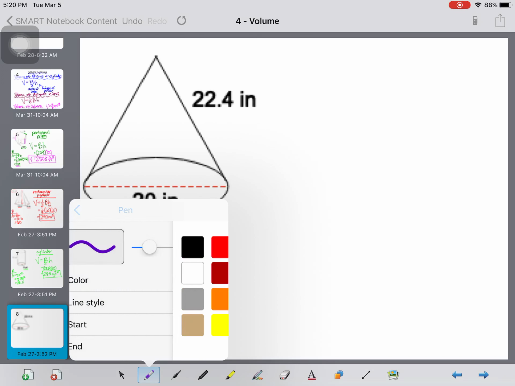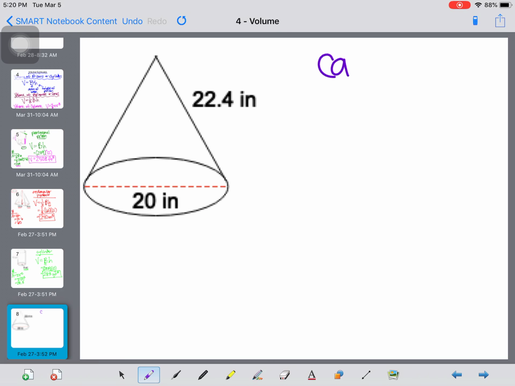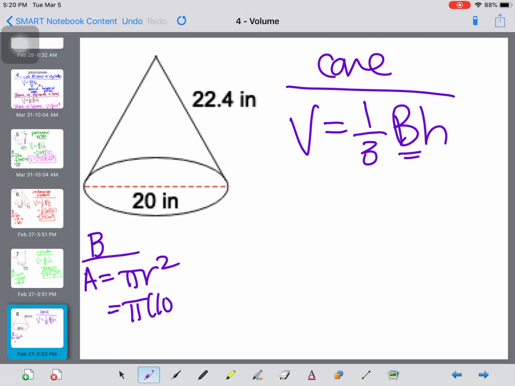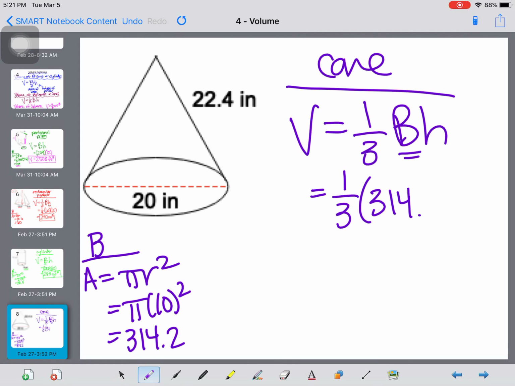For this next one, this is a cone, which we treat the same as a pyramid. So we will use our volume equals 1/3 big B times little h. My big B is again a circle, so pi r squared. Looking at this circle, my diameter is 20, so my radius is 10. And so when I type this in, 100 times pi, we will get 314. We'll round that to 314.2. Going back to our volume, 1/3 of my 314.2.